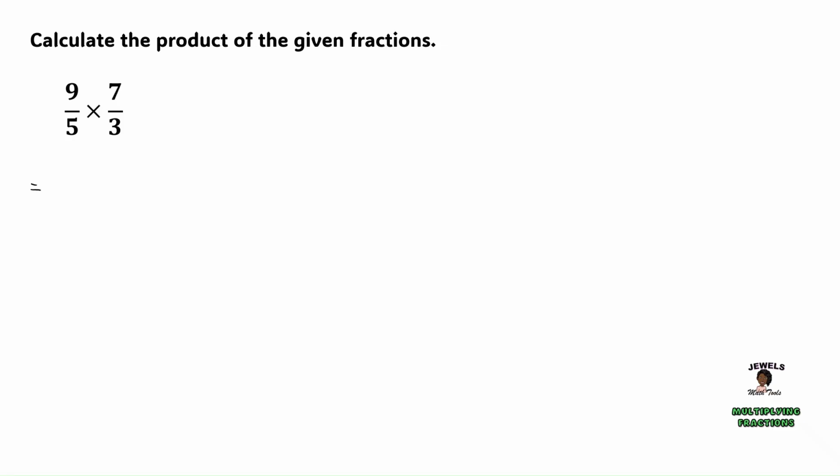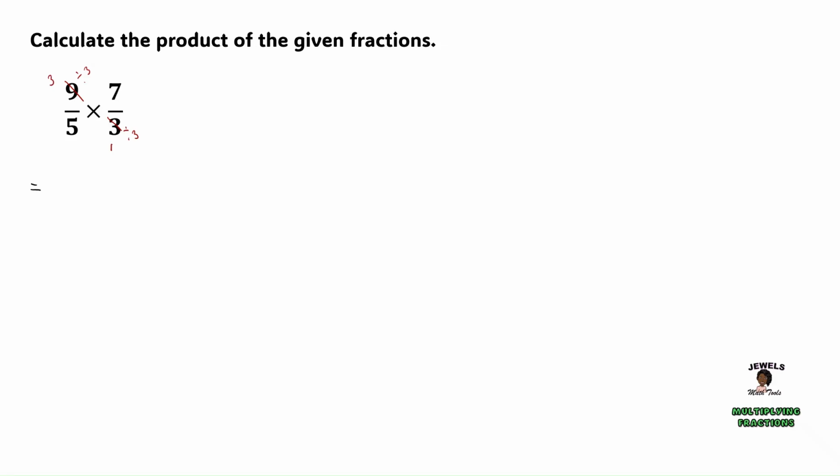So I'm going to be simplifying my 3 and 9 since those two numbers have a common factor. I can divide 3 by 3 without having a remainder, and I can also divide 9 by 3 without getting a remainder. So 3 divides into itself once. 9 will be divided by 3 three times.